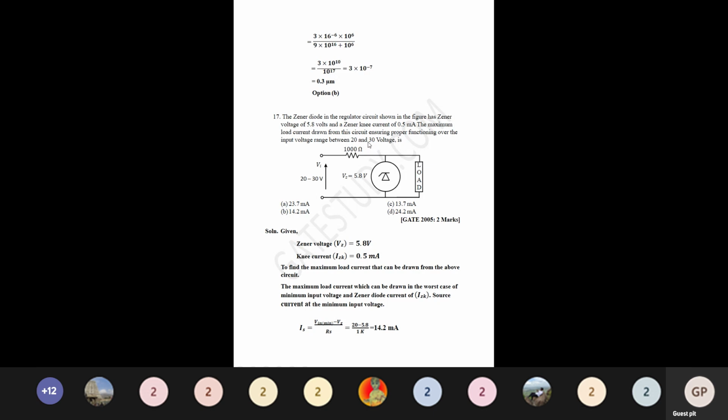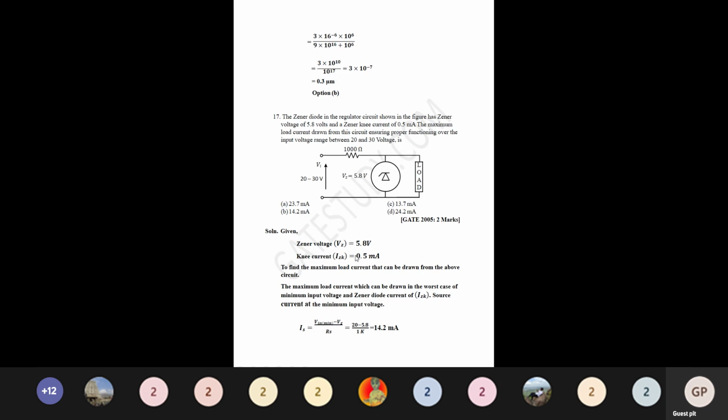Next question. The Zener diode in the regulator circuit shown in the figure has Zener voltage of 5.8 volts and a Zener knee current of 0.5 milliampere. The maximum load current drawn from this circuit, ensuring proper functioning over the input voltage range between 20 and 30 volts, is, options are 23.7 milliampere, 14.2 milliampere, 13.7 milliampere, 24.2 milliampere.